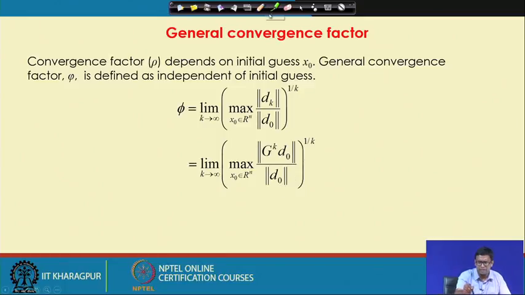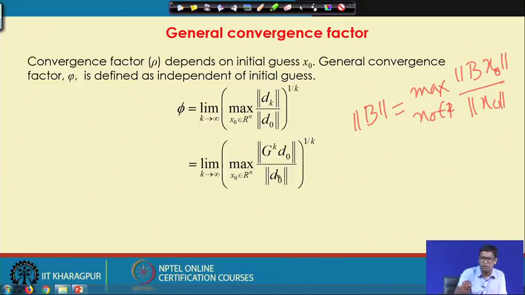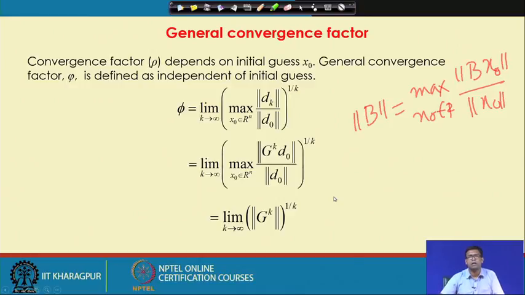Now, by definition, the matrix norm of any matrix B is the maximum over x0 belonging to R of the vector norm of B x0 by the vector norm of x0. So, this is the definition of the matrix norm of g to the power k. So, we get the limit as k goes to infinity of the matrix norm of g to the power k, to the power 1 by k, which is nothing but the spectral radius. So, the maximum value of the convergence factor for any guess x0 is the general convergence factor, which is the spectral radius.